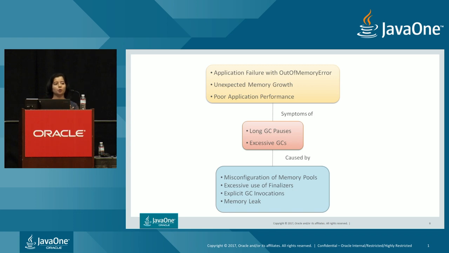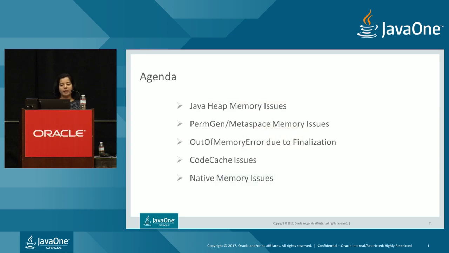In this session, our goal is to understand how we can go from symptoms, those specific behaviors in our application, to the bottom box, what is causing those symptoms. This is what the agenda looks like. We'll be talking about memory issues related to Java heap, permanent generation, metaspace, code cache, native memory, what is causing those issues, and how we troubleshoot them. We'll also take a look at out-of-memory related issues due to finalization.